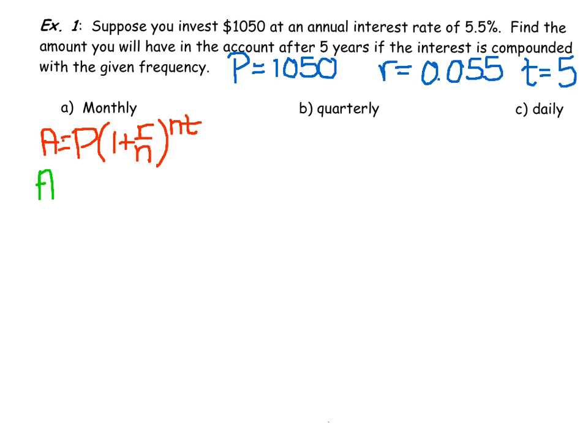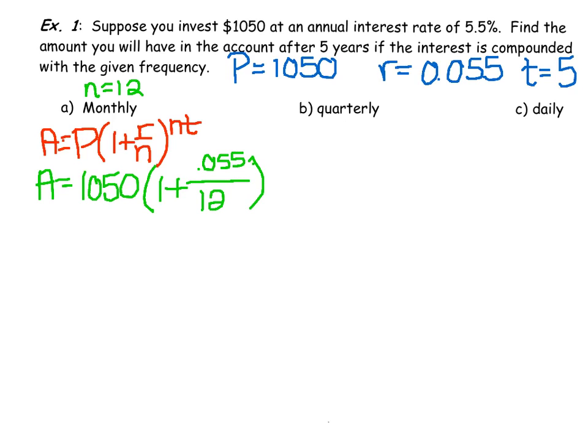A equals 1,050 times 1 plus R over, what is our R? Our R is 0.055 over N. What is our N? We're compounding monthly. That means N equals 12. So we're going to plug in 12 here, and then 12 times T, which is 5.